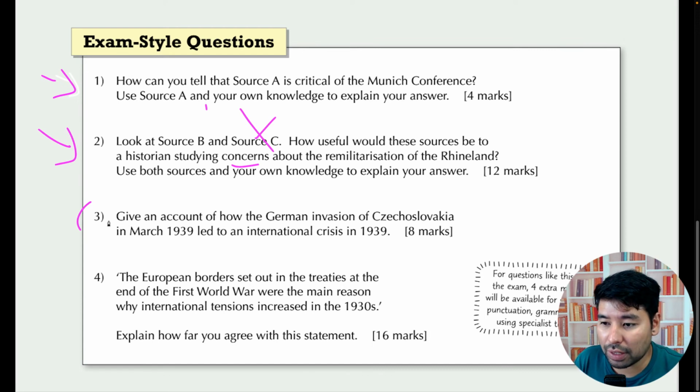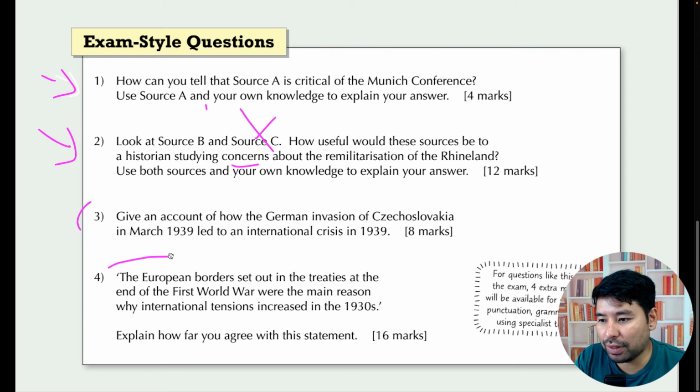And number 4, the European borders set out in the treaties at the end of the First World War were the main reason why international tensions increased in the 1930s. Explain how far you agree with this statement. Again, teacher, what statement? This statement: the European borders set out in the treaties at the end of the First World War were the main reason why international tensions increased in the 1930s.